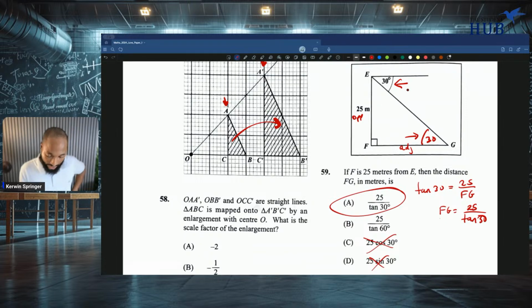If we used 60, then the adjacent will end up on top. So the cross multiply would end up multiplying. So this is also equal to 25 times tan of 60. That's what this is equal to. But we don't have that.